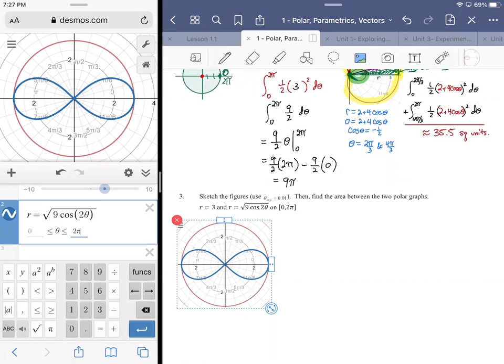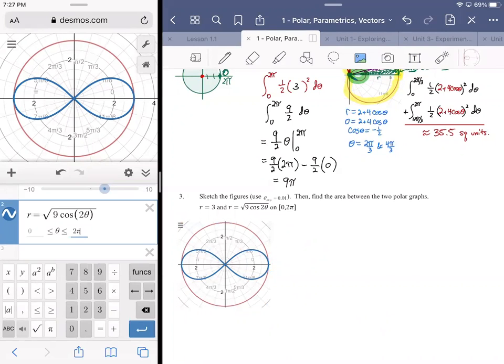The tiny slivers that we add up for the integral, is it always between the origin and the line? It's always between the origin and the outermost part of the curve, yeah. Thank you.